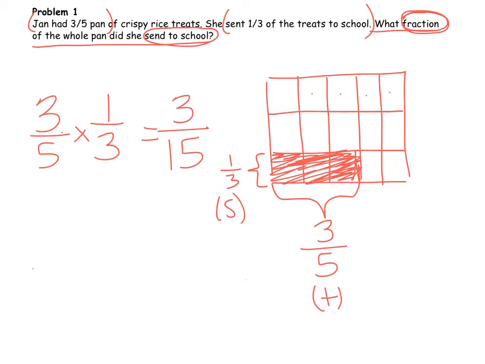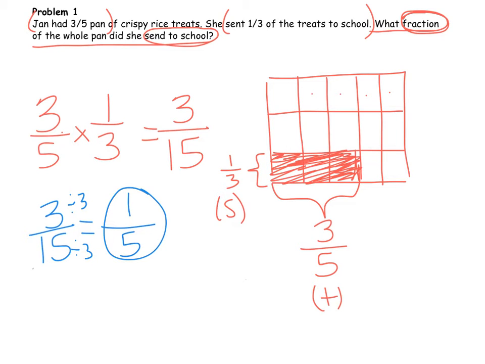Oh, we can simplify. I know this is everybody's favorite part. So I'm going to write this down here because I ran out of space. 3/15. Well, 3 can go into 3 and 15. So 3 divided by 3, 15 divided by 3, because I always have to put it in simplest form. 3 divided by 3 is 1. 15 divided by 3 is 5. So 1/5 is my final answer.